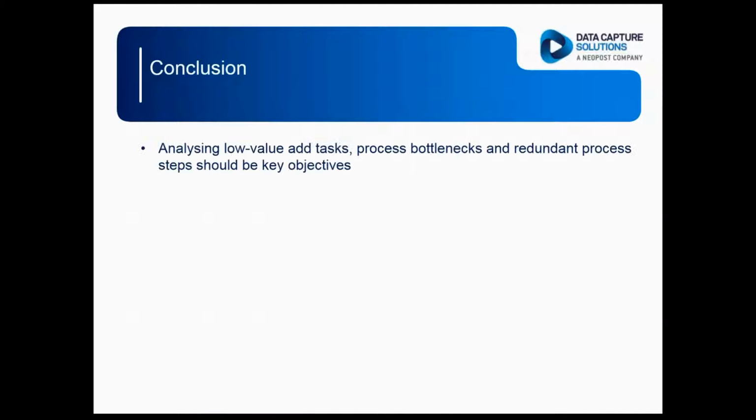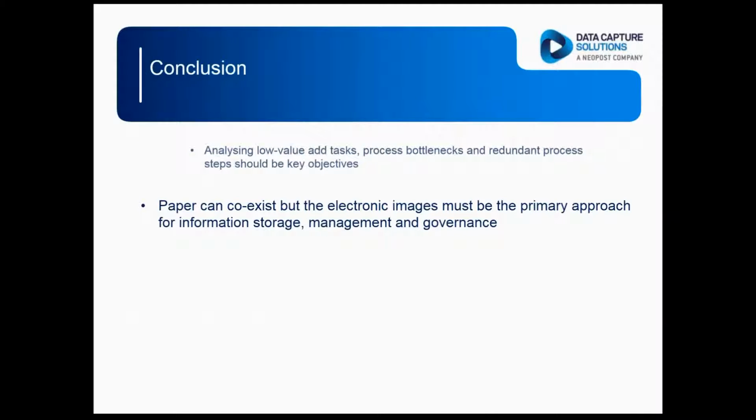A few closing remarks. One of the key objectives for you should be to analyze low value added tasks, bottlenecks and redundant processes with a view to improving them and thus improving fee earner productivity. Paper can coexist. We're not suggesting we take paper away entirely, but electronic images correctly indexed and referenced should be the primary approach for information storage, management and governance. By all means, use paper as a temporary store, perhaps as a working set, but certainly the electronic images of the originals should be retained.